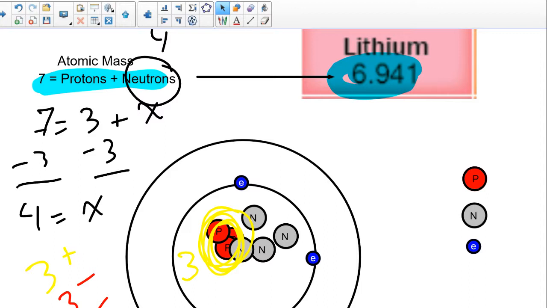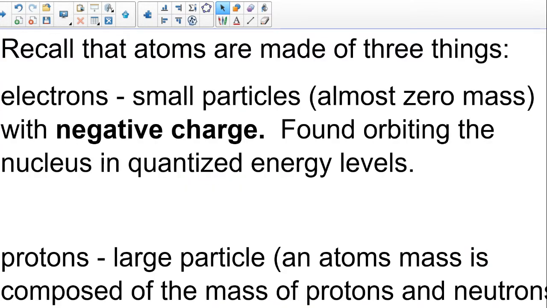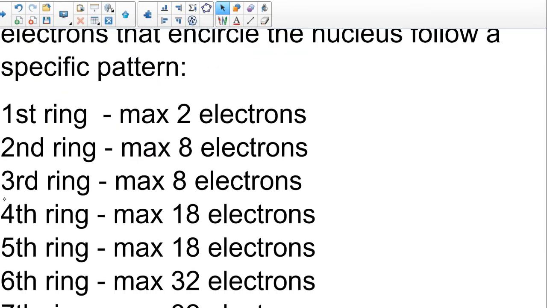Now, is this correct? If I could hear everyone's voices, they would be screaming no, because this is not correct. What we need to do is fix it, because the inner shell can only have 2 electrons.